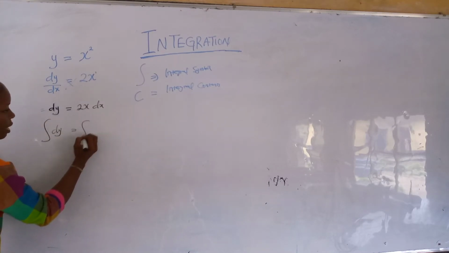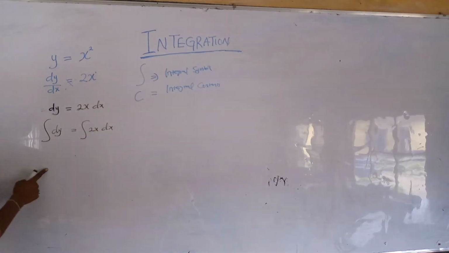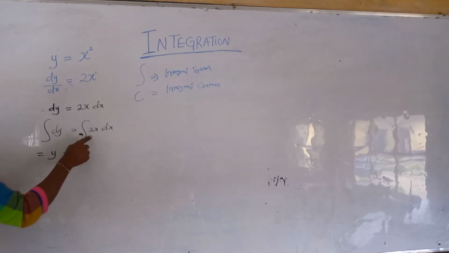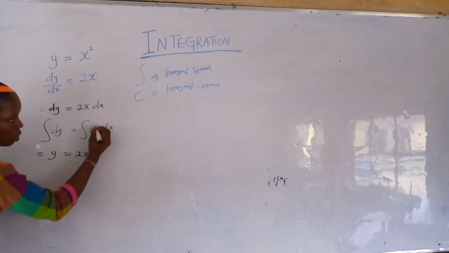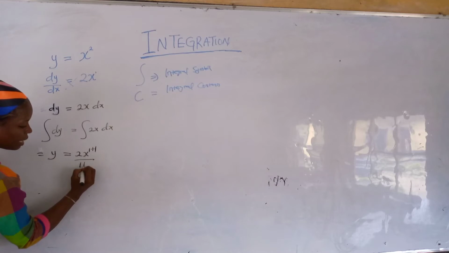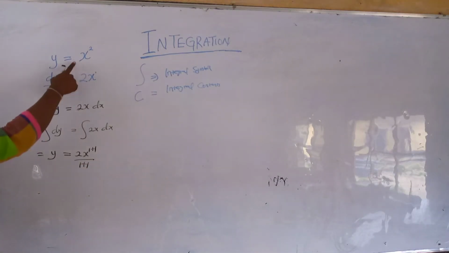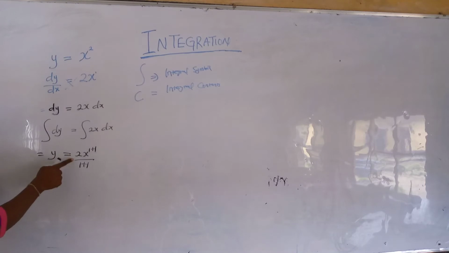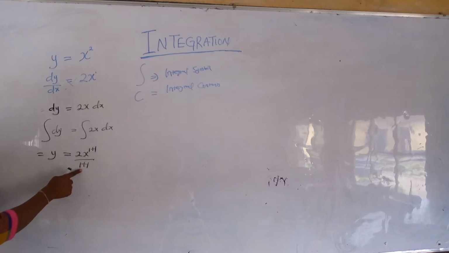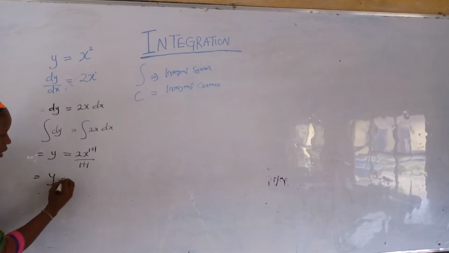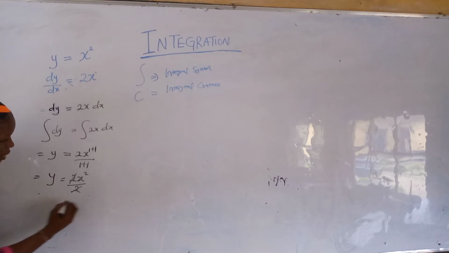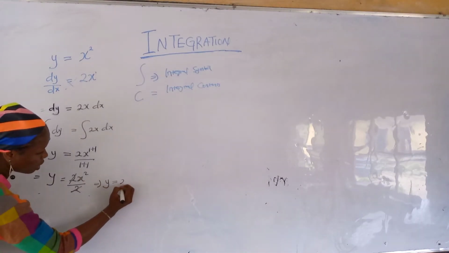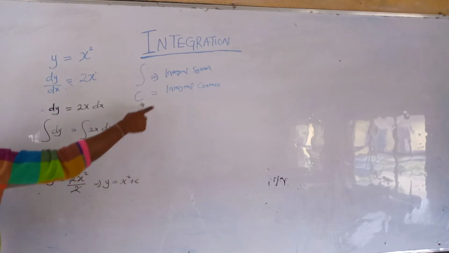Now I want to integrate these two, so that I have the integral of dy, and the integral of 2x dx. To integrate dy, you have y. If you want to integrate 2x, remember you add to the power. This is 1 already, plus 1, and divide by the power. Remember in differentiation, we first multiply before we subtract. But under integration, we add before we divide. So that we have y equals 2x squared all over 2. And this 2 cancels this 2, so that your y equals x squared. Remember the constant of integration.